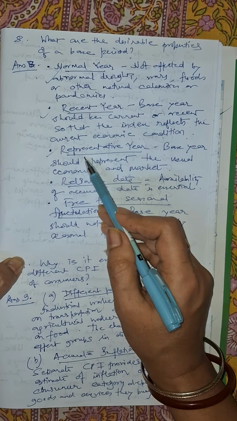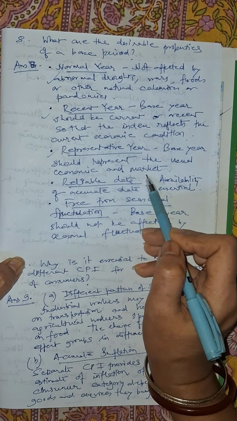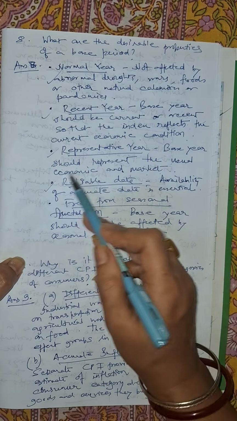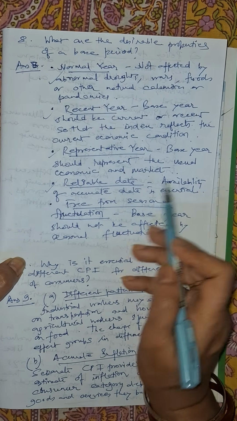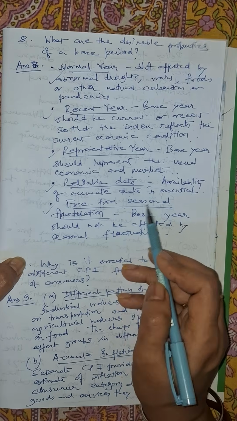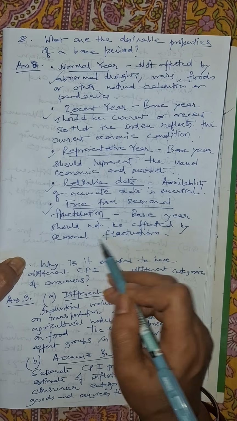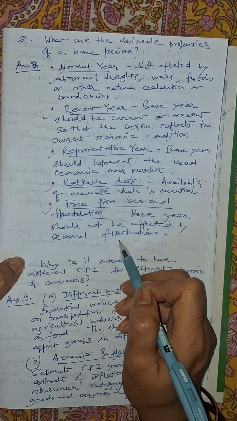The third point is what? Representative year. Base year should represent the usual economic and market conditions. Next, reliable data, availability of accurate data is essential. And the last point is free from seasonal fluctuation. So base year should not be affected by any kind of seasonal fluctuations.